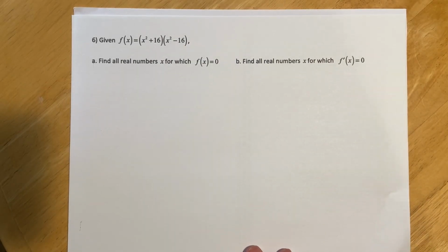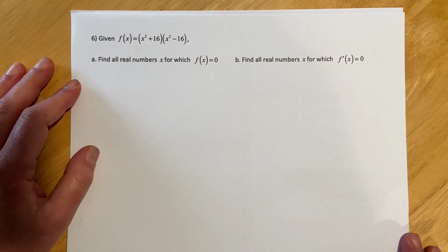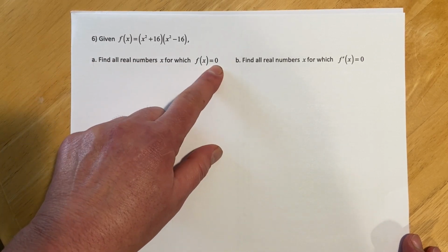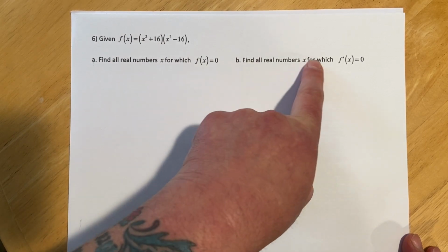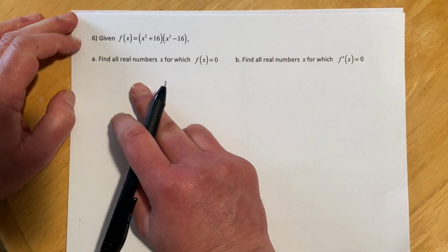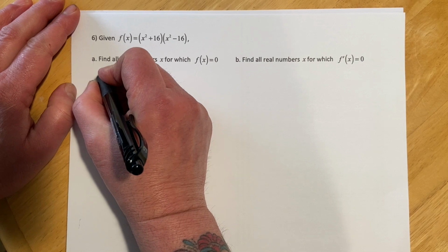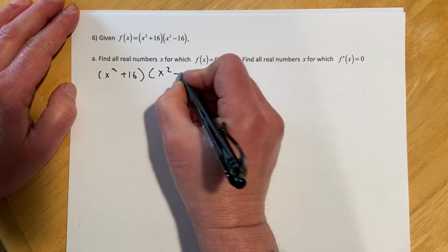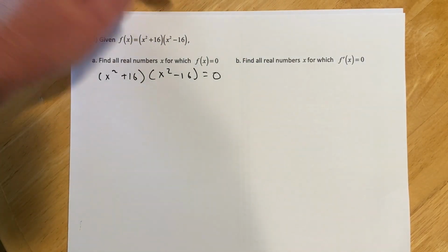Okay, so this last one we got, given this function, find all real numbers, so we're not worried about imaginary solutions in this course. So find all real numbers x for which f of x equals 0, so that's the original function set to 0. And the second part is find all real numbers for which the derivative equals 0. Okay, so let's do a first because that looks not too bad. So if I set the function to 0, I would have x squared plus 16 minus 16 equals 0. So there's 0 equals f of x.